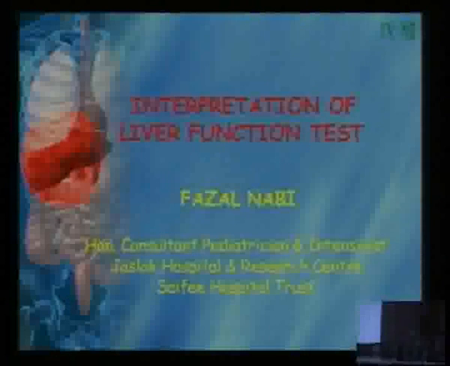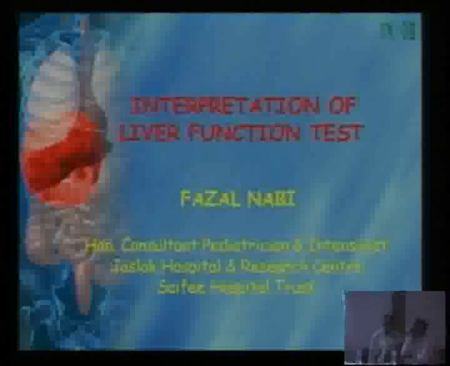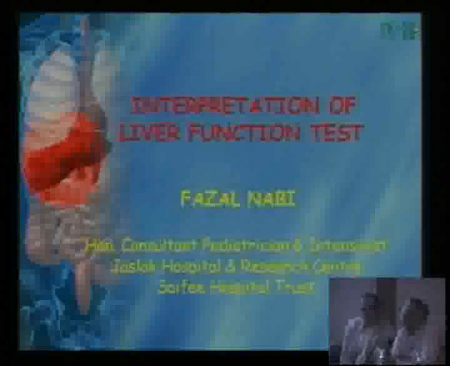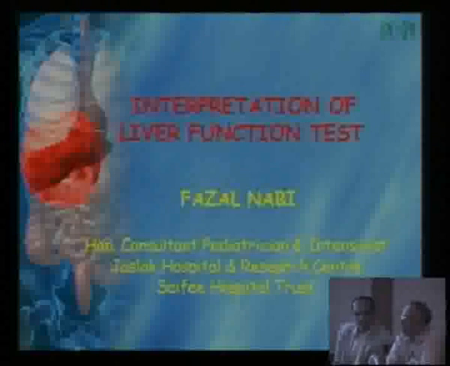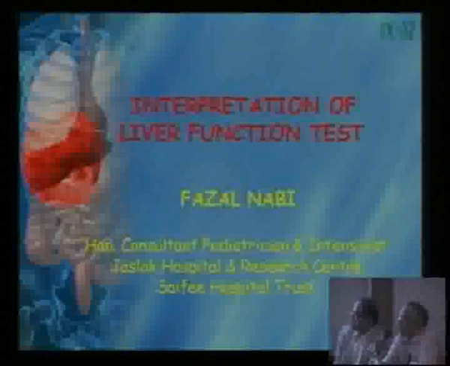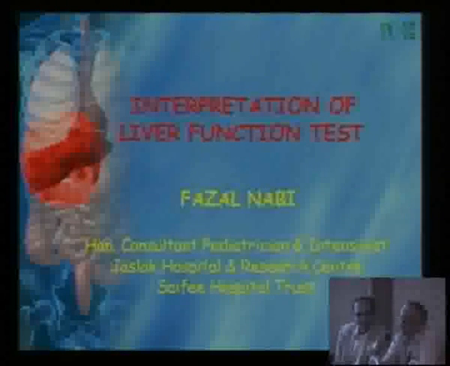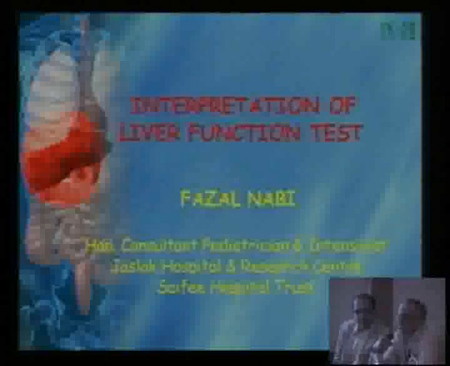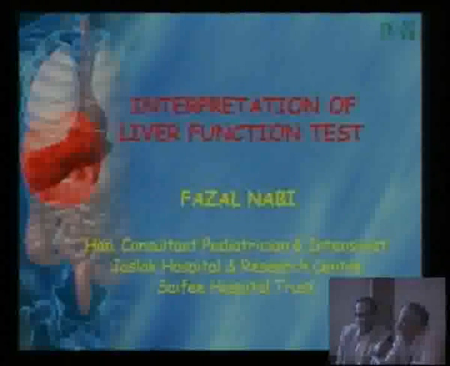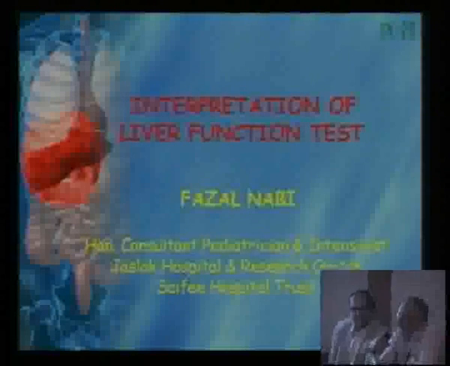We see mostly adult patients. Rarely we come across a child, mostly because there is no pediatric gastroenterologist available. And when the child presents with a metabolic abnormality or a storage disease, it really becomes a problem. What test to order, how to interpret it.